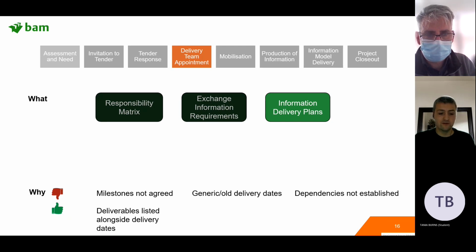So done well, you've got deliverables listed alongside delivery dates. Everything's up to date, and you've identified risks, which is what I was talking about there with the dependencies.